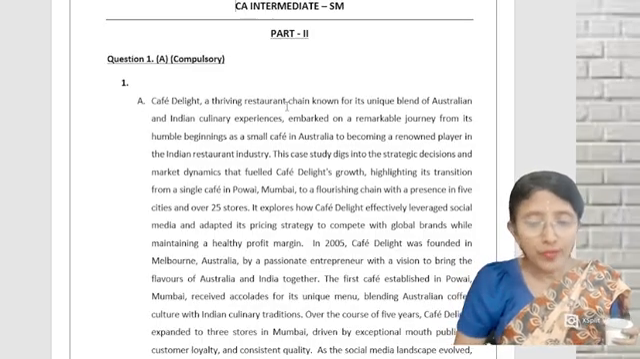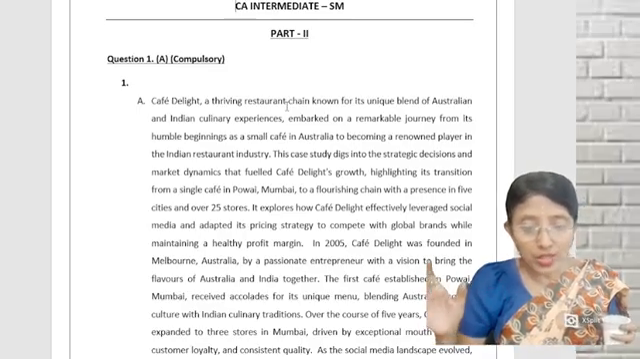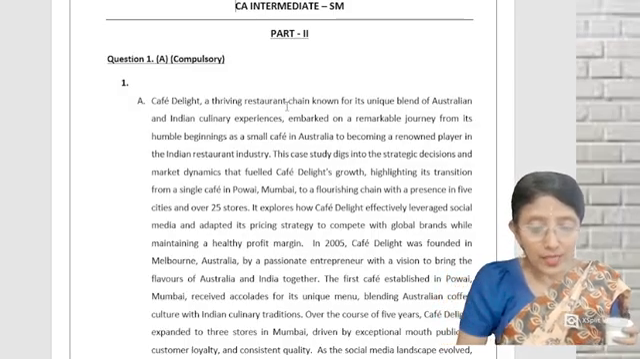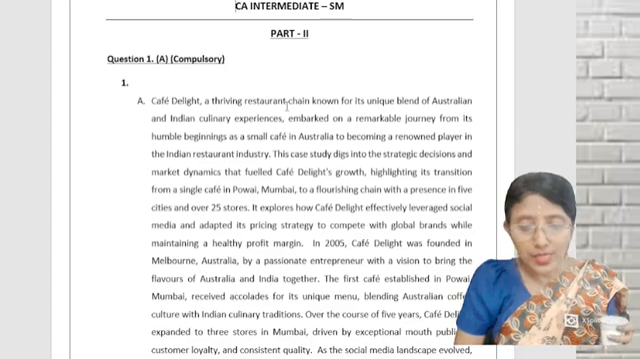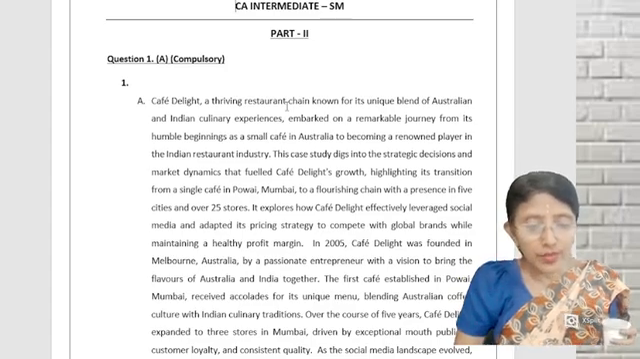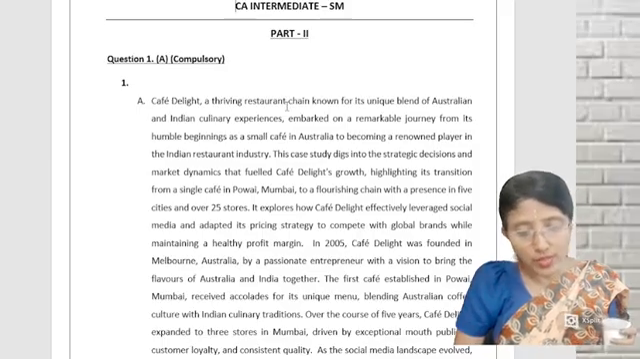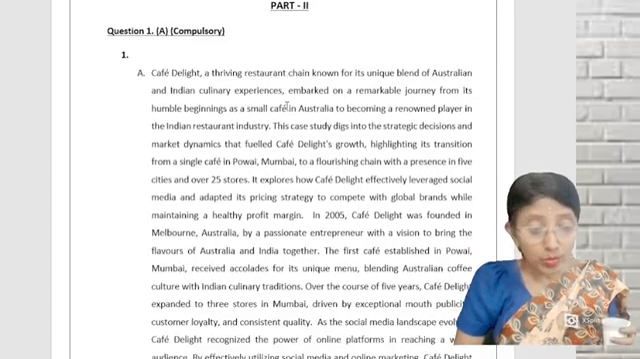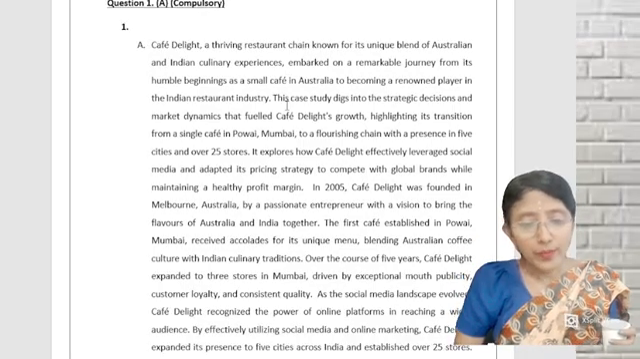In 2005, Cafe Delight was founded in Melbourne, Australia by a passionate entrepreneur with a vision to bring the flavors of Australia and India together. The first cafe, established in Powai, Mumbai, received accolades for its unique menu, blending Australian coffee culture with Indian culinary traditions. Over the course of 5 years, Cafe Delight expanded to 3 stores in Mumbai, driven by exceptional word-of-mouth publicity, customer loyalty, and consistent quality.